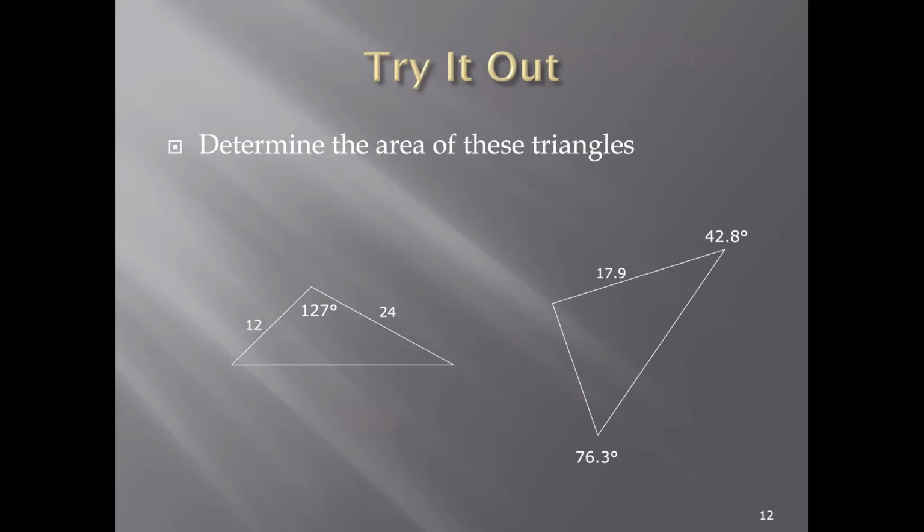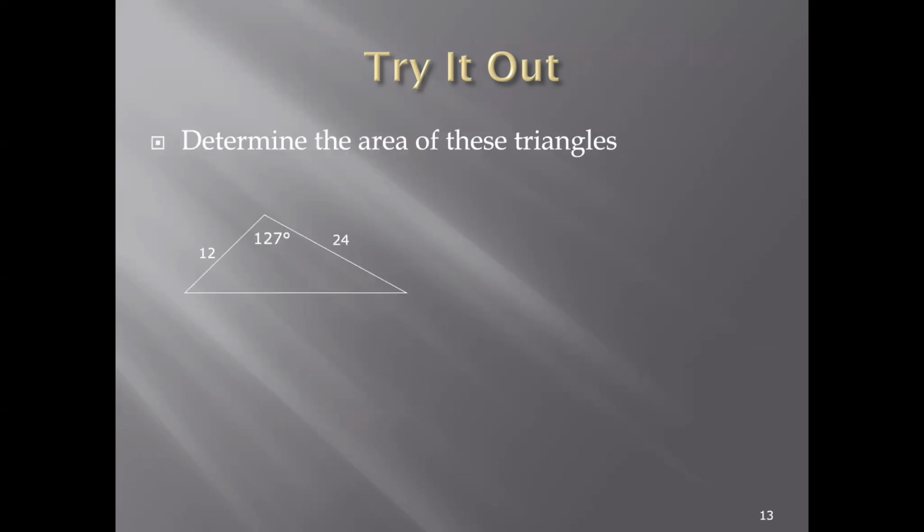Now let us solve the area of these triangles. Let's start with the first one. Since we already have two sides and an included angle, wherein the angle is between the sides given, we can already use the formula that we have discussed earlier. So to find the area, our formula now will be 1/2 of 12 times 24 sine 127.